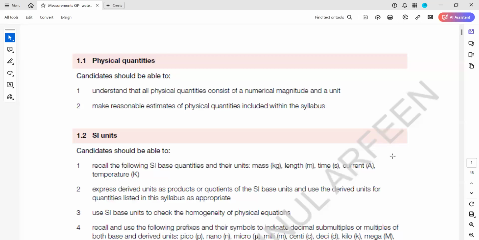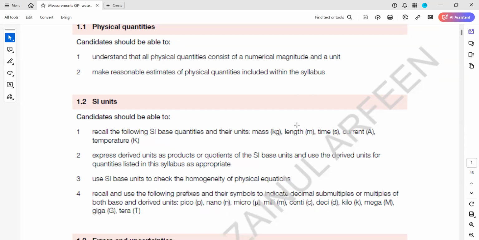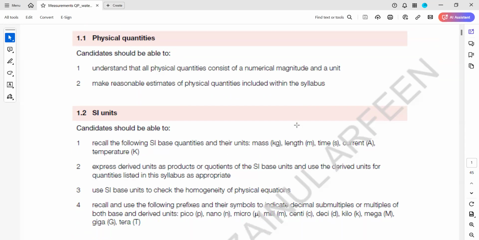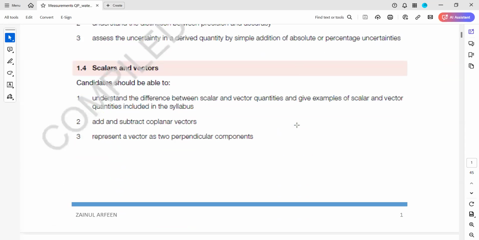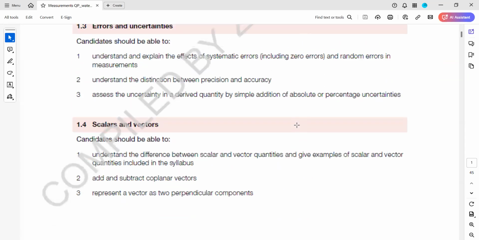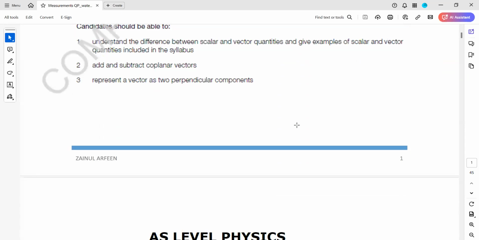This one is a classified sheet which is related to topic one. Topic one, we discuss the physical quantities, the SI units, errors and uncertainties, and scalar and vector. The learning objective I already mentioned according to Cambridge, but this is the same for Edexcel students as well.